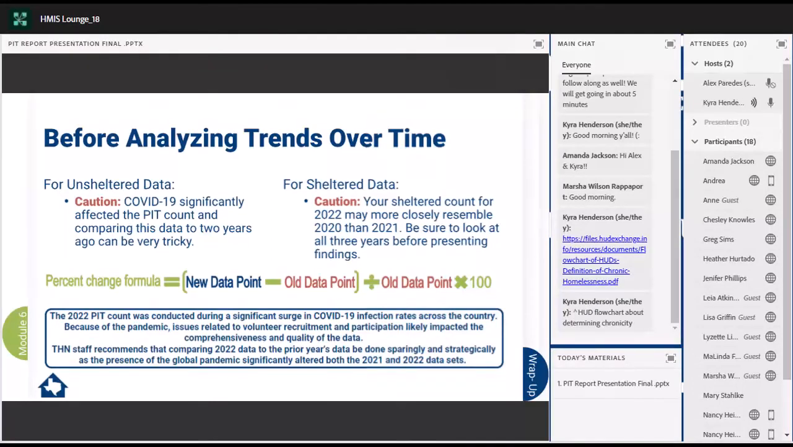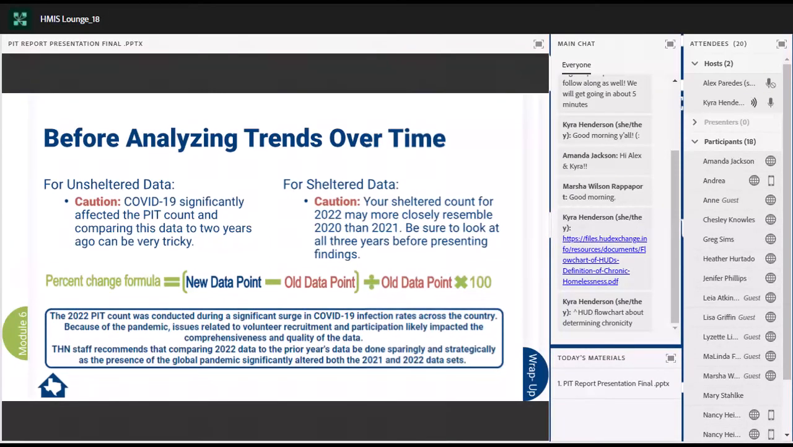So now that we've taken the time to acknowledge some of the variables that may have affected your count, let's move into discussing the ways you can strategically analyze your data. This first slide goes through the most commonly requested analysis we get, which is a comparison of PIT data year to year. Now regarding the unsheltered data, as a reminder, there was no unsheltered PIT count in 2021. So this would mean that to look at trends over time, you would have to compare your 2022 unsheltered data to your 2020 unsheltered data.